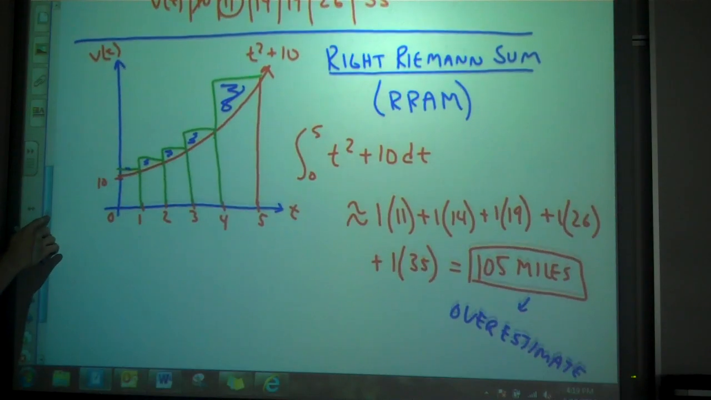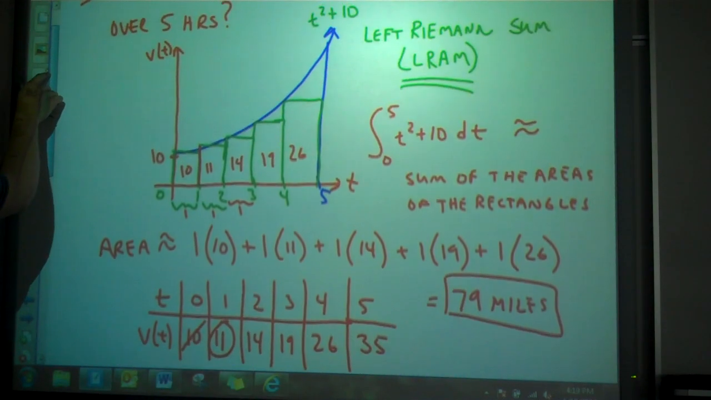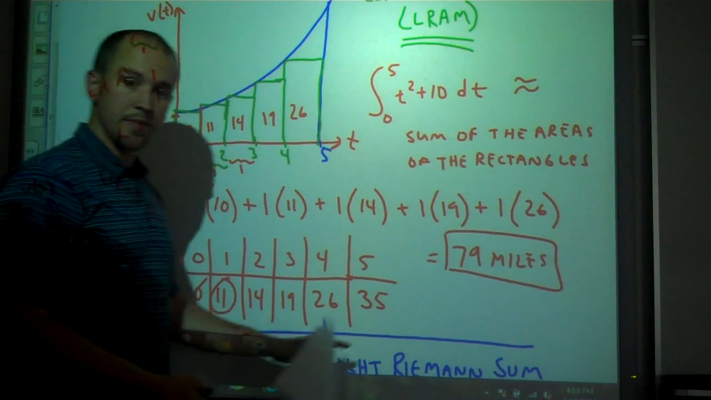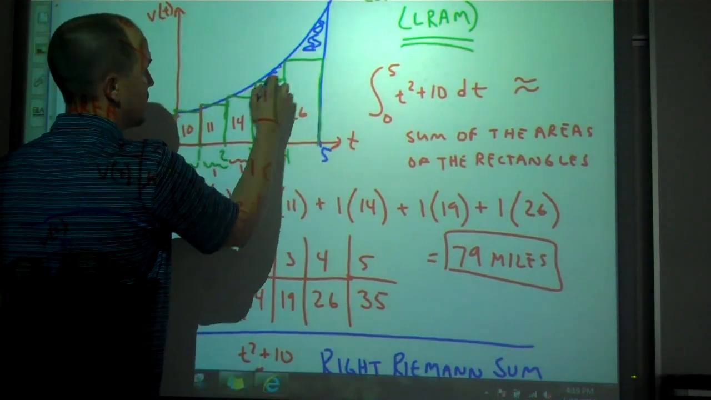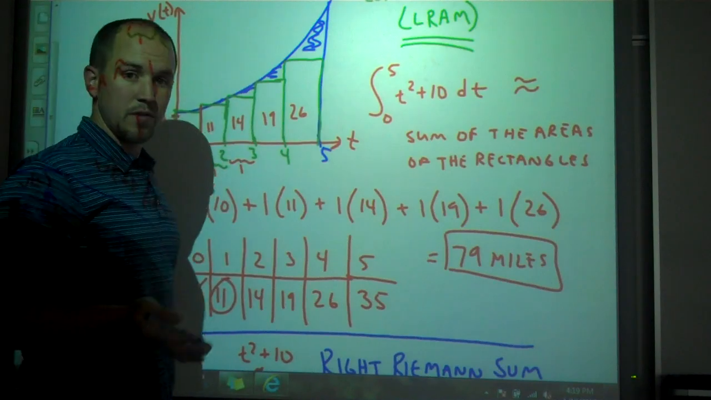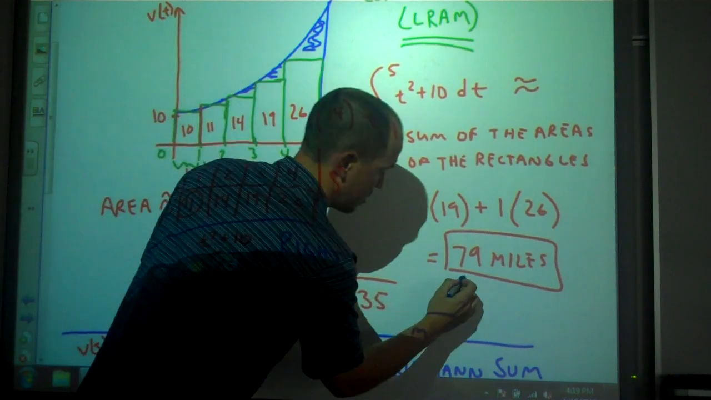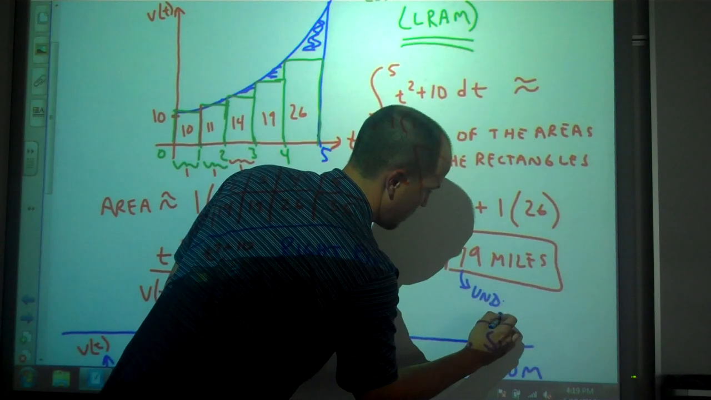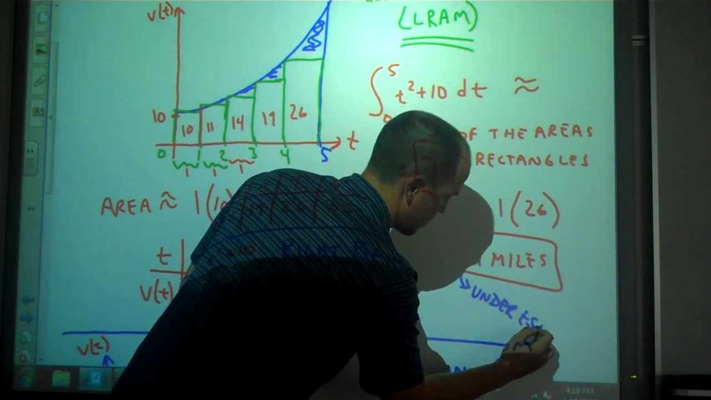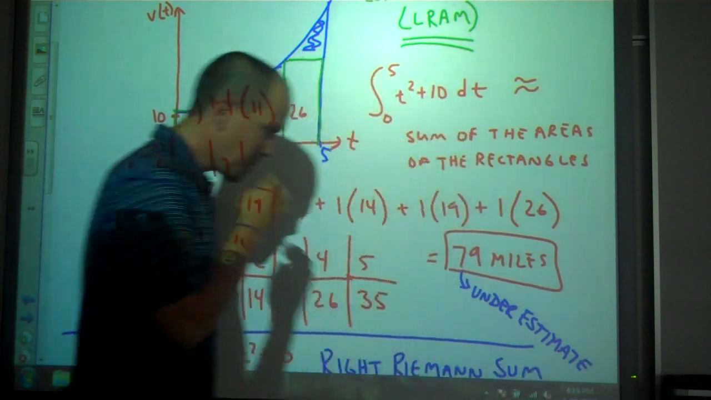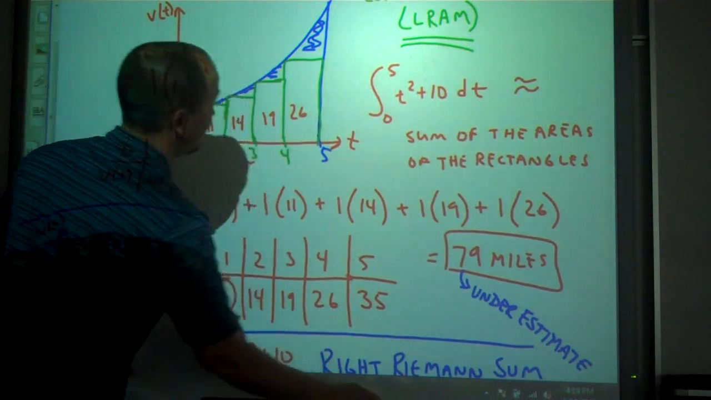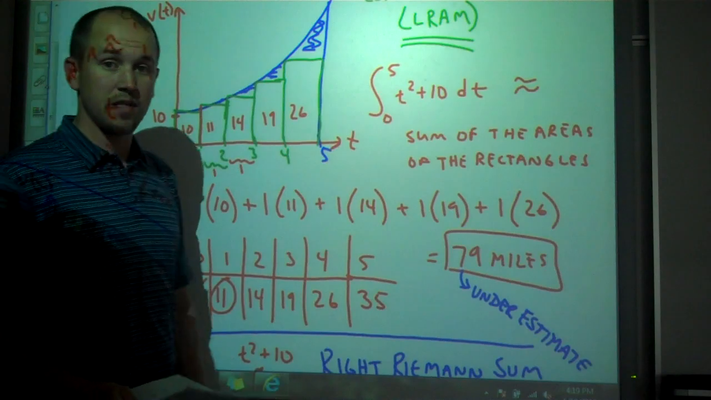If I go up to the top here, the first one, is this an overestimate or an underestimate? Well, all of this space is not being measured. It's an underestimate. And you can see there's a lot of space being left out here.